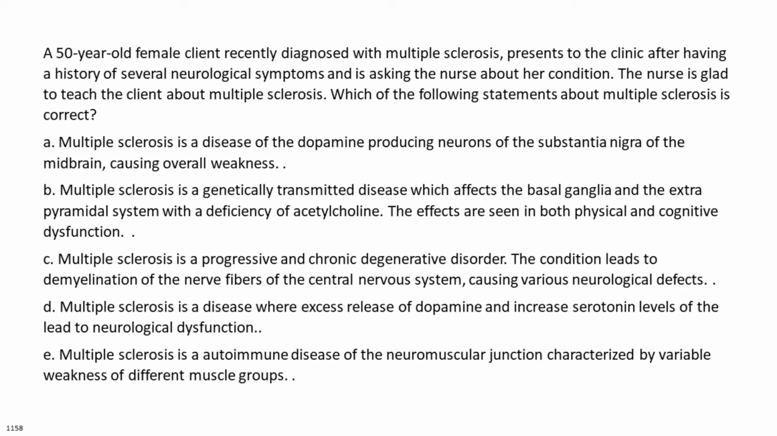The effects are seen in both physical and cognitive dysfunction. C. Multiple sclerosis is a progressive and chronic degenerative disorder. The condition leads to demyelination of the nerve fibers of the central nervous system, causing various neurological defects. D. Multiple sclerosis is a disease where excess release of dopamine and increased serotonin levels lead to neurological dysfunction. E. Multiple sclerosis is an autoimmune disease of the neuromuscular junction characterized by variable weakness of different muscle groups.